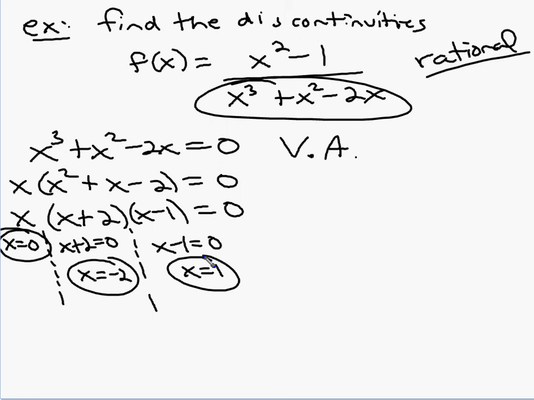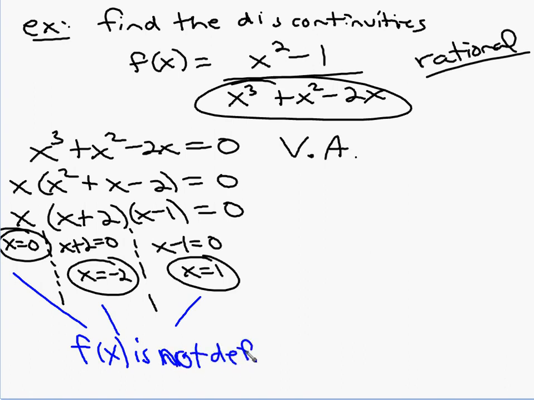Now guess what? All three of those places, is f of x defined? Is f of x defined at any of those three? No, it's not. So at all three of these, f of x is not defined, which means we can't meet the first requirement for continuity. So we've already found three places.